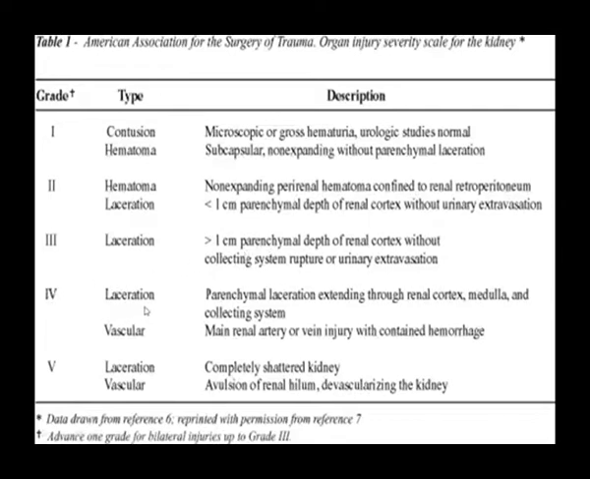While in grade 4 the laceration is more than 1 centimeter, like around 3 centimeter, and is communicating with the renal collecting system. This is very important. Grade 4 injury, collecting system is communicating. Okay, or there may be the main vascular injury. Grade 5 means complete shattered kidney, or there is avulsion of the renal hilum. Okay, this is regarding the 5 stages of renal trauma.